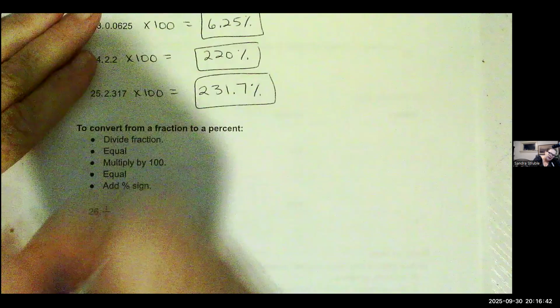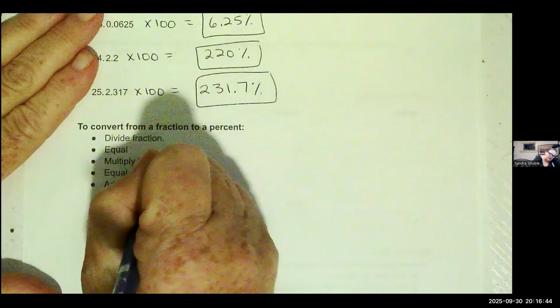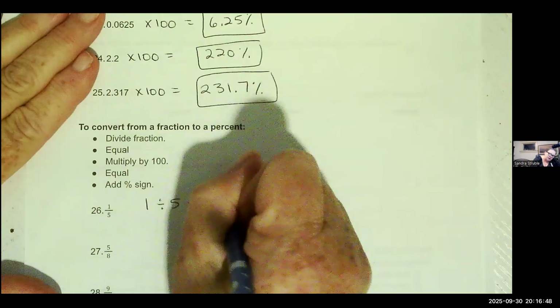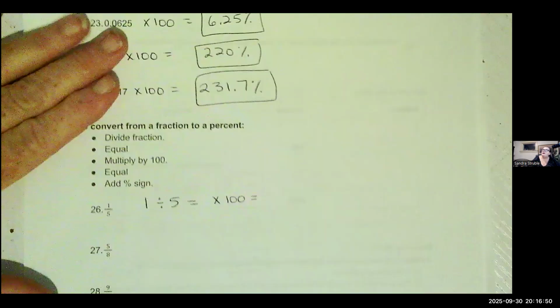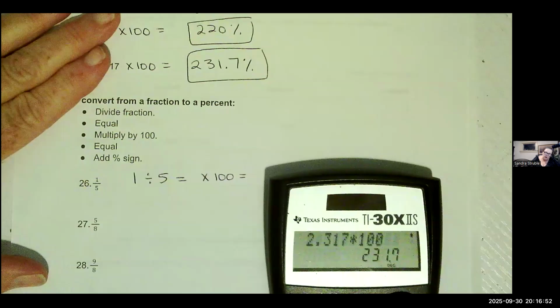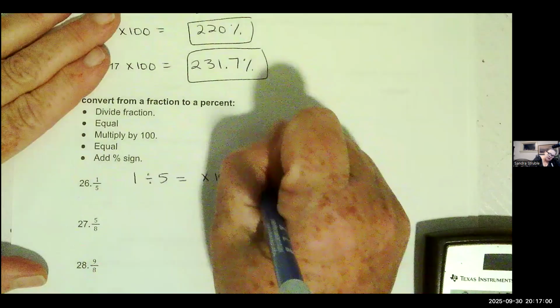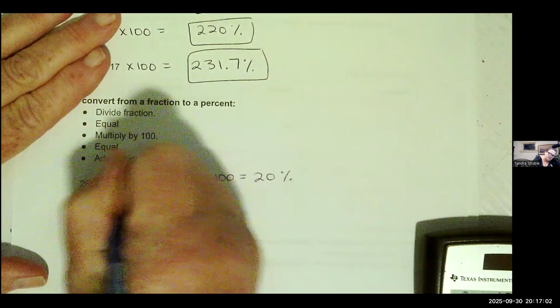I'll show you. In your calculator for this first one, you're going to go 1 divided by 5 equals times 100 equals, and then you're going to add the percent sign. So 1 divided by 5 equals times 100 equals. And so my answer is 20, but not just 20. Do not forget the percent sign.